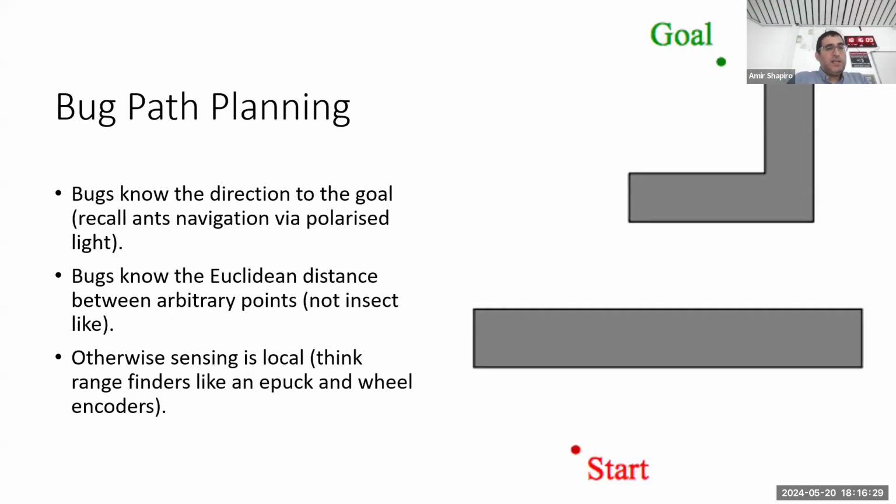So, let's start with the planning. The bug knows the direction to the goal. It knows where it is, and it knows where the goal is. So it knows the direction from the start to the goal.